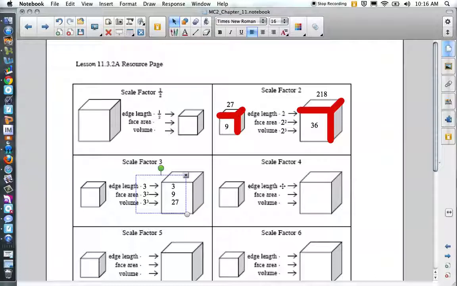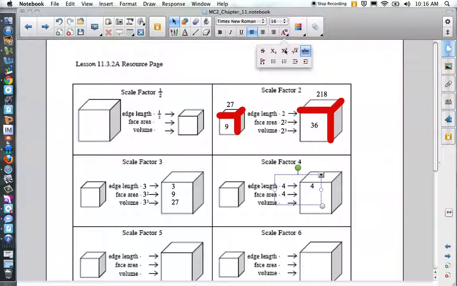Likewise, for the scale factor of 4. Your scale factor is 4. That means that the edge length is going to be 4 times bigger. So this is 4 times bigger. The face area, which measures the area, is going to be 4 to the second power bigger. When we do that, 4 to the second power, anybody? 16, perfect. And finally, for the volume, it's going to be 4 to the what power bigger? 4 to the third power bigger. And by the way, 4 to the third power is going to equal 64 times bigger.